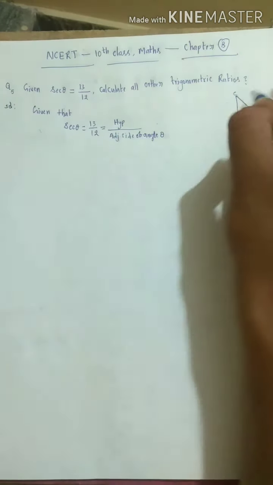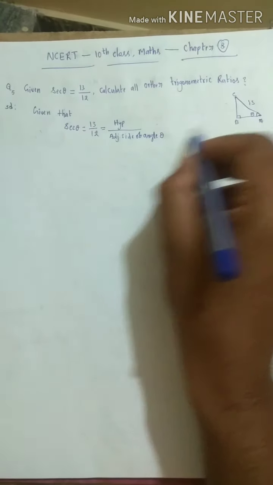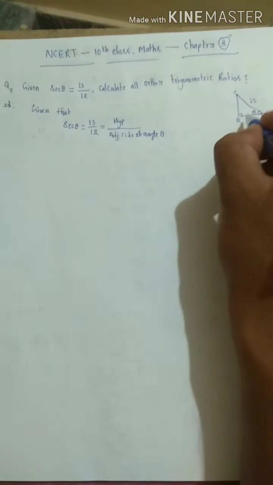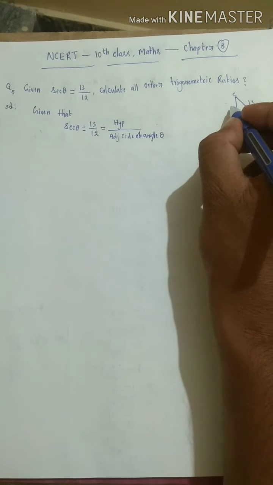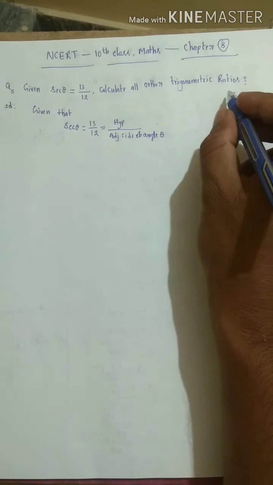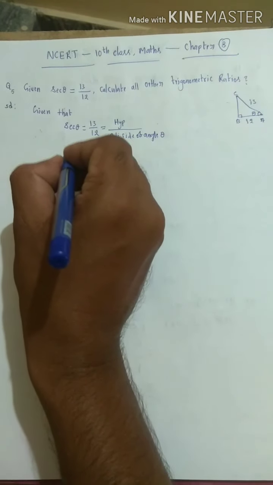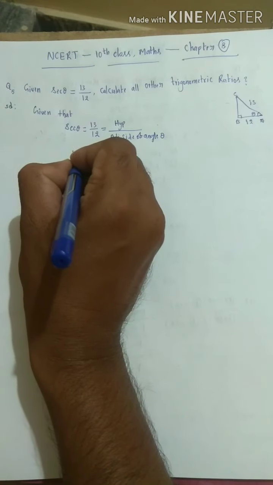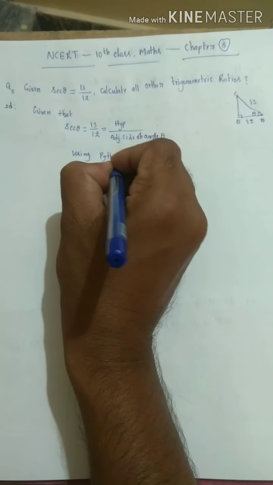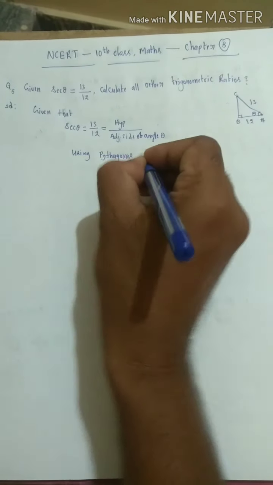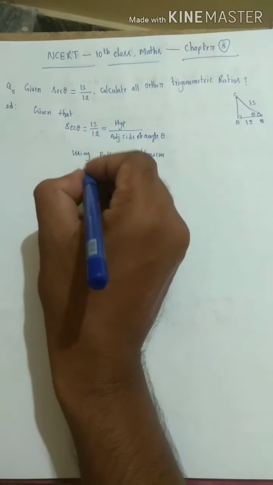Here hypotenuse is 13, adjacent side of angle theta is 12. The opposite side of angle theta is not given. We find the opposite side of angle theta using the Pythagoras theorem. What is the Pythagoras theorem? Side square plus side square equal to hypotenuse square. Using the Pythagoras theorem, side square plus side square equal to hypotenuse square.